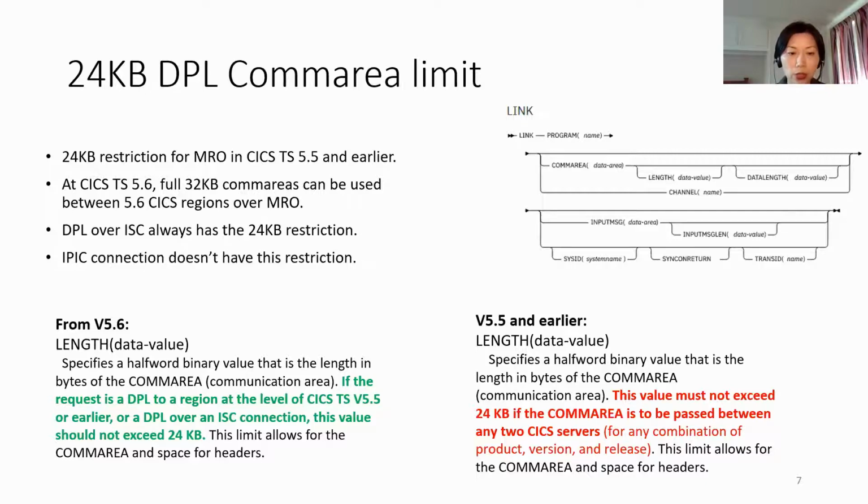For 5.6 regions, between 5.6 regions, we have now enhanced it, so you can make use of the full 32 kilobytes of Commarea. That has been improved for 5.6 CICS regions over MRO connection. But DPL over ISC connection would currently still have this restriction, because that connection is stabilized, so we are not making any improvement over it at the moment.